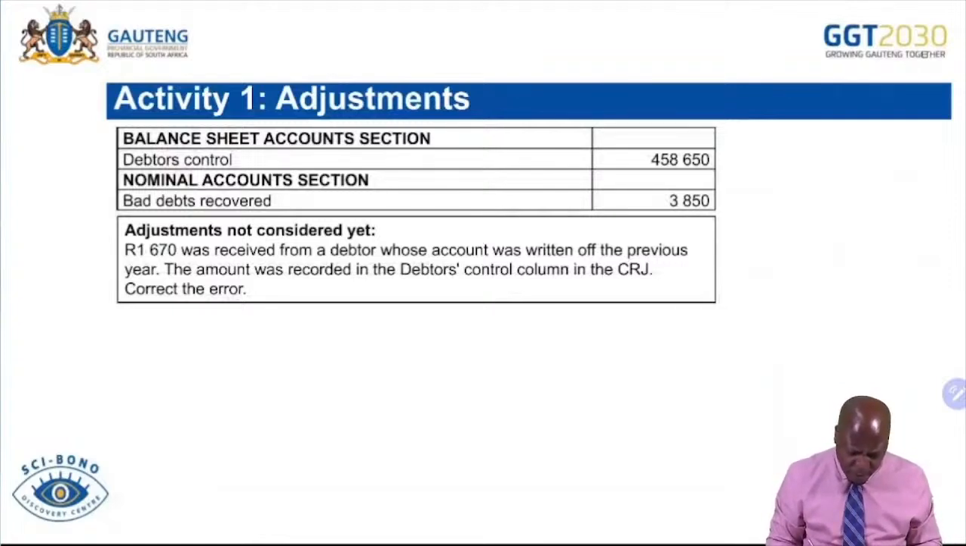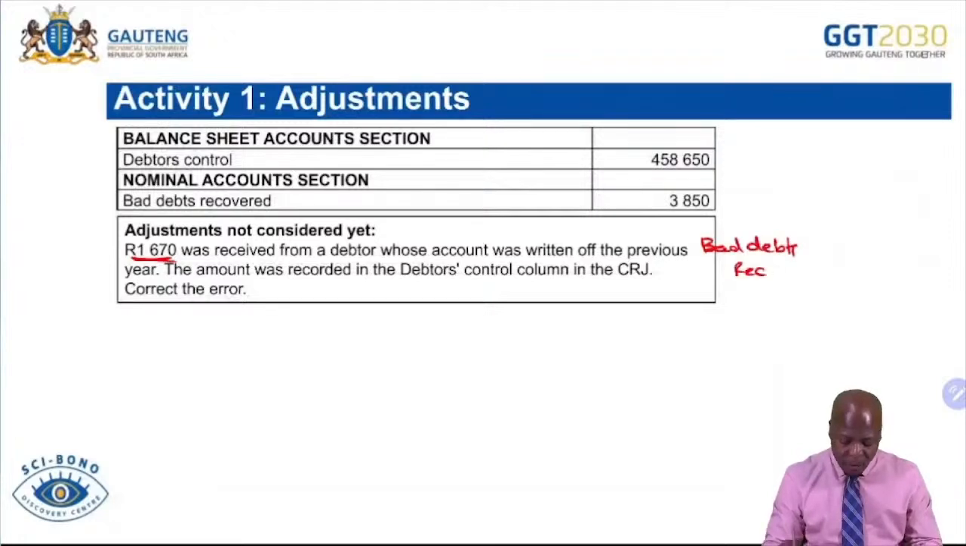It says 1,670 was received from a debtor whose account was written off the previous year. Okay, so when we receive an amount from a debtor whose account was written off, we know that is bad debts recovered. That is your bad debts recovered. Okay, the amount was recorded in the debtors control column.